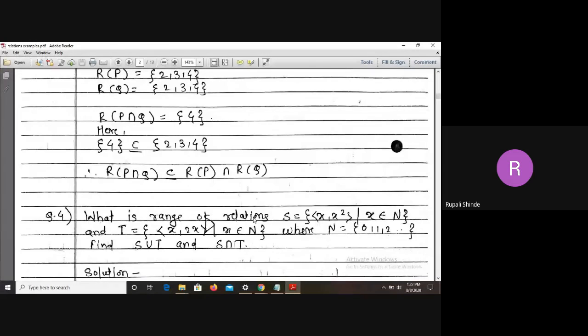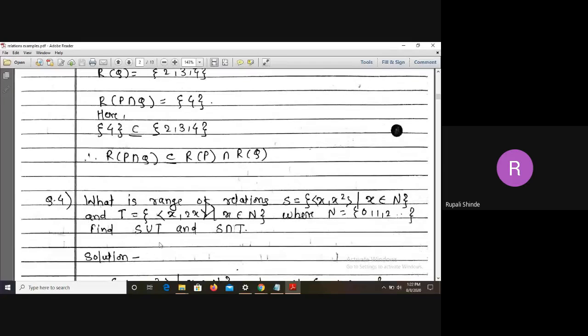Now, next question is given. What is the range of relations S and T, where S is equal to ordered pair x comma x square for every x belongs to N, and T is given as ordered pair x comma 2x for every x belongs to N, where N is the set of natural numbers, that is 0, 1, 2, all these numbers. Then find S union T and S intersection T. Okay. So first of all, we have to find out the relations S and T from the given conditions.